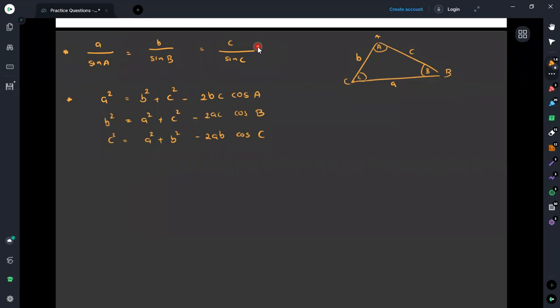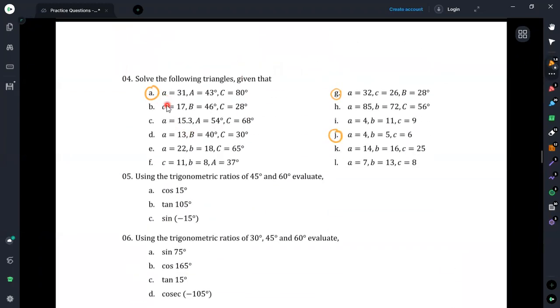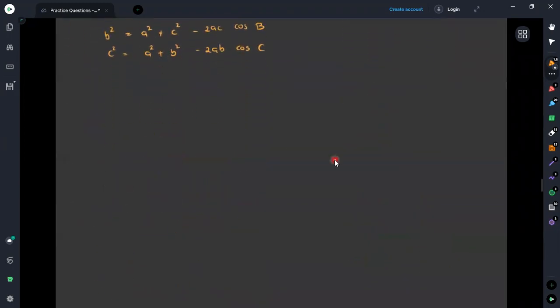Then these cosine rules, or we can use the sine rule to obtain the answers for the provided triangle. In the first part of the fourth question, if you write down the values provided for us, question number 4, part A: the values provided are a = 31, one length is given, then one angle is given, A = 43 degrees, and we are given another one, C = 80 degrees.